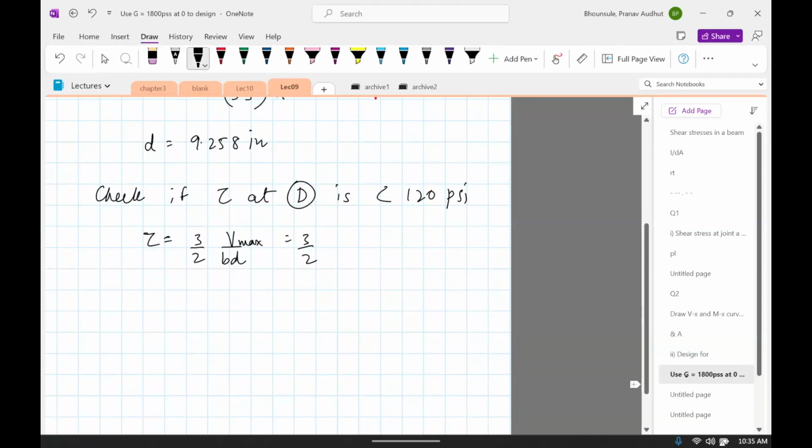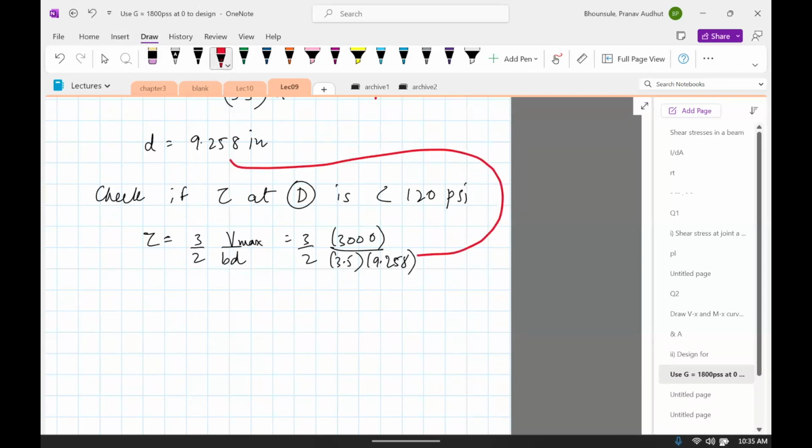3 divided by 2. I'll convert that kip to remove the kilo in kip. B is given as 3.5, and then D is something we computed, 9.258. This comes from here. This is our design. So now if we compute tau, it comes out to be 138.8 psi.